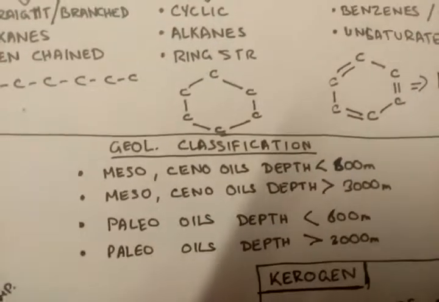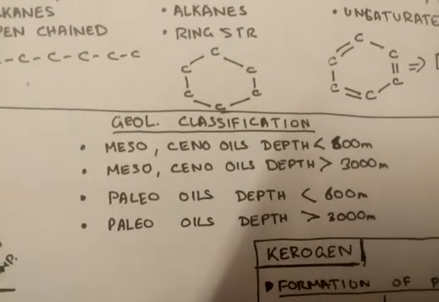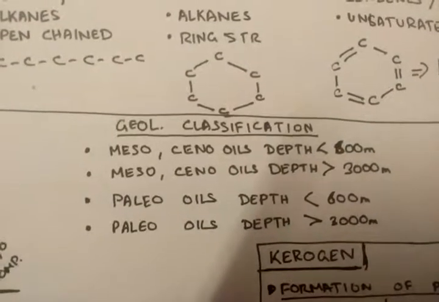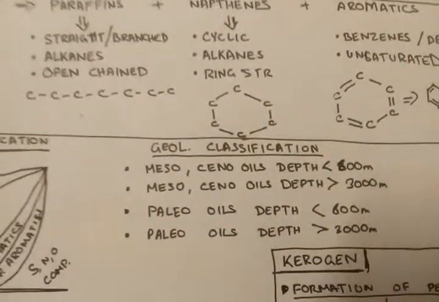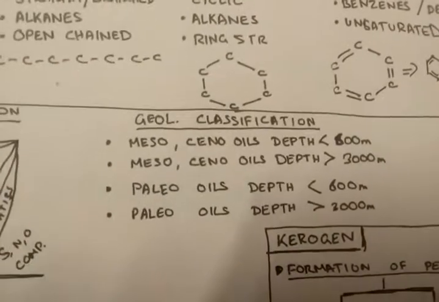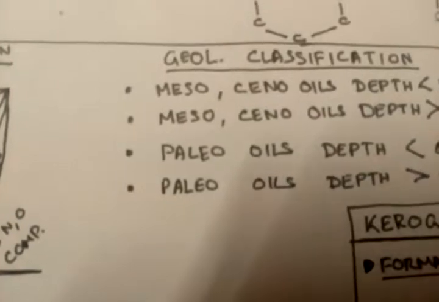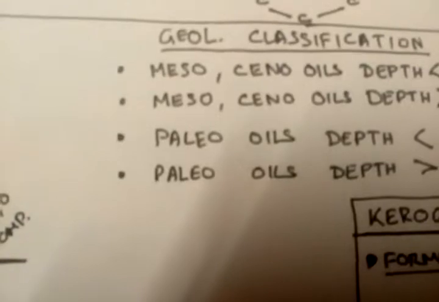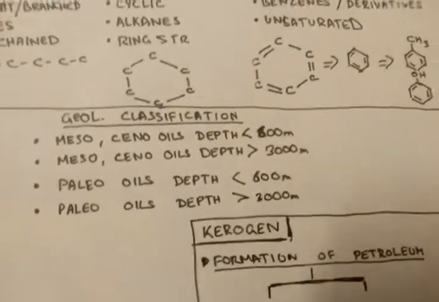After that, when we move to the geological classification, there are Mesozoic and Cenozoic oils at depth less than 600 meters. Then there are Mesozoic and Cenozoic oils at depth greater than 3000 meters, Paleozoic oils at depth less than 600 meters, and Paleozoic oils at depth greater than 3000 meters. Now this is basically an arbitrary classification. Sorry, this is an empirical classification that has been given based on arbitrary depths. So that's the geological classification.